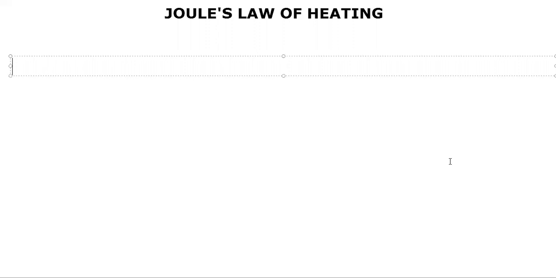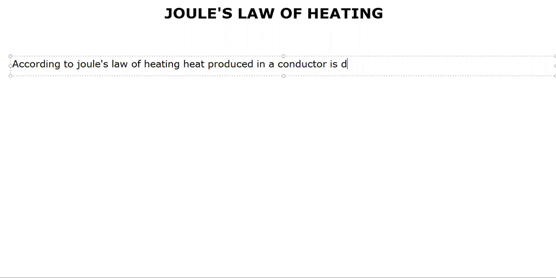Now see what is Joule's law of heating. According to Joule's law of heating, heat produced in a conductor or resistor is directly proportional to the square of current. So you all must write down that according to Joule's law of heating, heat produced in a conductor is directly, we can make 3 points over here.